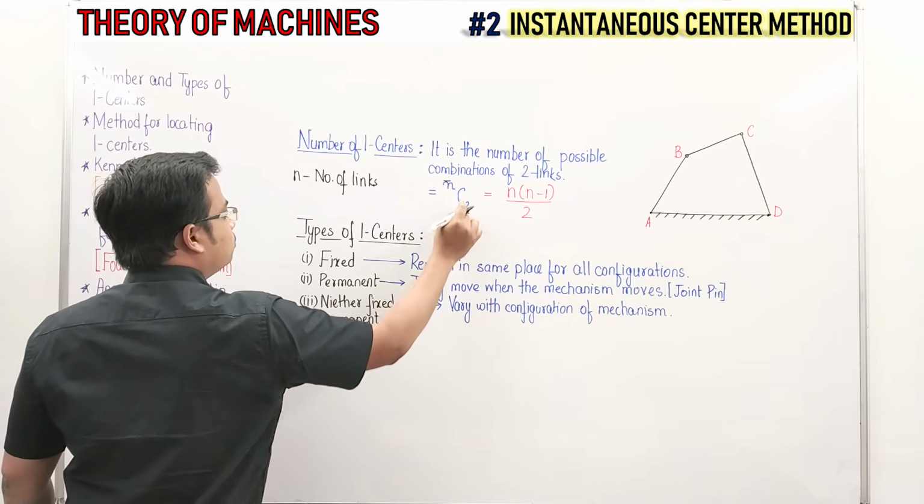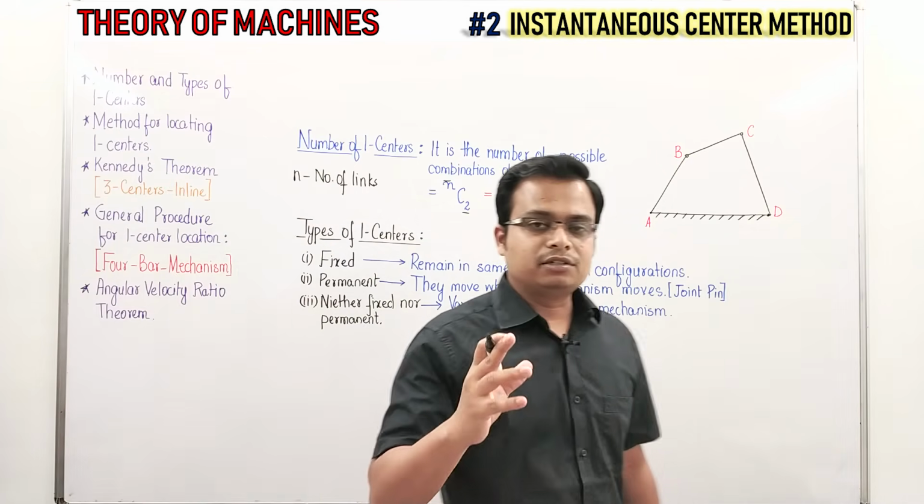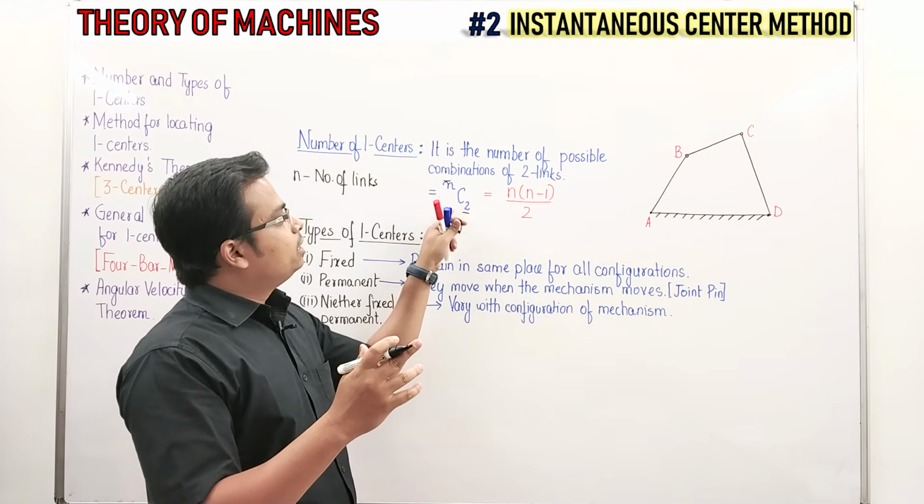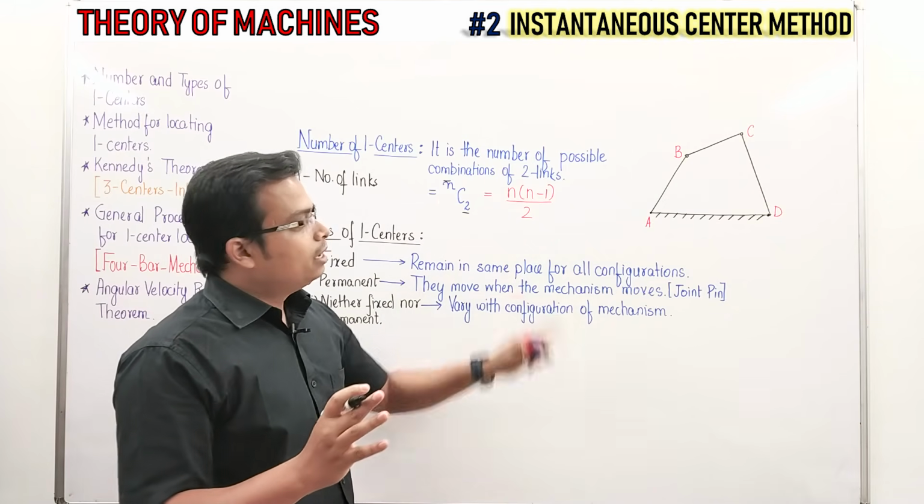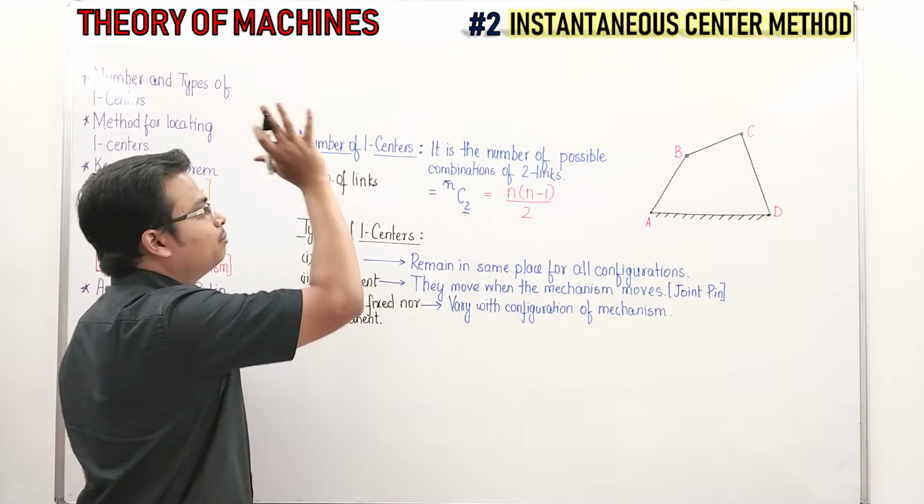You just have to go into flashback, and this is something which you've actually learned in permutations and combinations. This was earlier expressed as nCr. So nC2 can be simplified, and this is exactly how you can calculate the number of instantaneous centers.